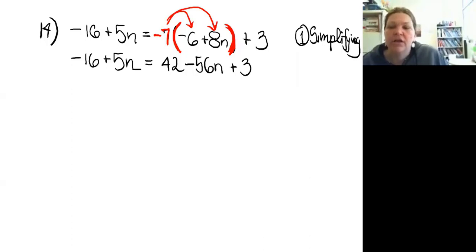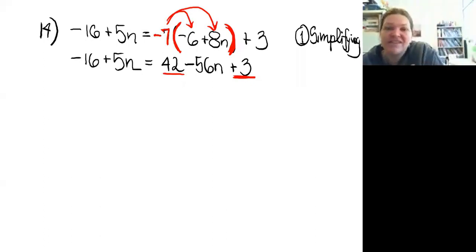Okay, now looking at this problem, do you see any more simplifying I should do? Absolutely. So remember, when we simplify, we're following the order of operations. So after we're done multiplying and dividing, if there's anything to add, subtract, we've got to do that. And so Joey definitely sees that we have some like terms over here. Like terms, 42 and plus 3.